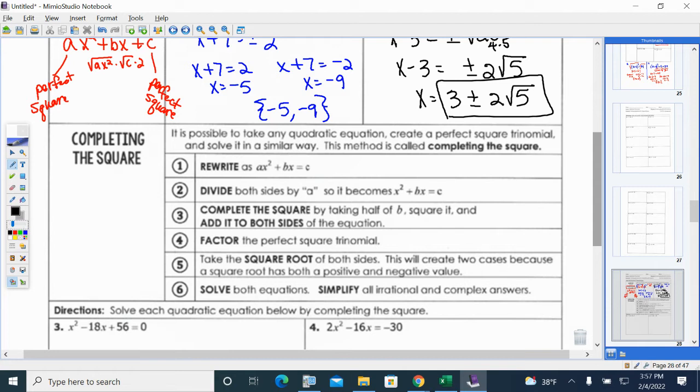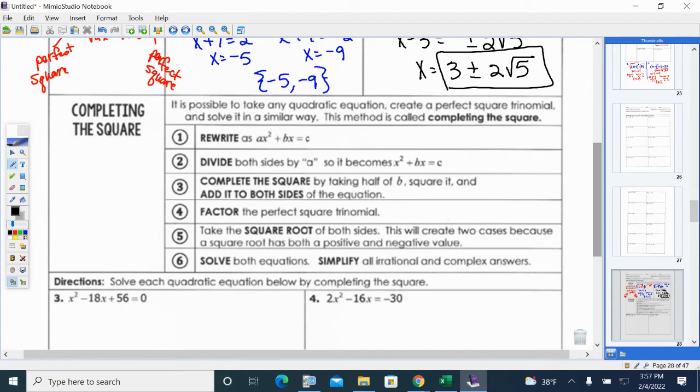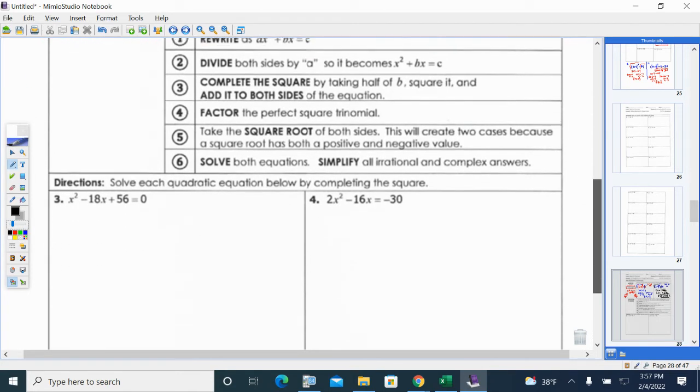Then we're going to factor the perfect square trinomial, and then take the square root of both sides, and that's going to create those 2 cases because the square root has both a positive and a negative value. And then lastly, solve both sides and simplify all irrational and complex answers. So let's walk through a couple of these.